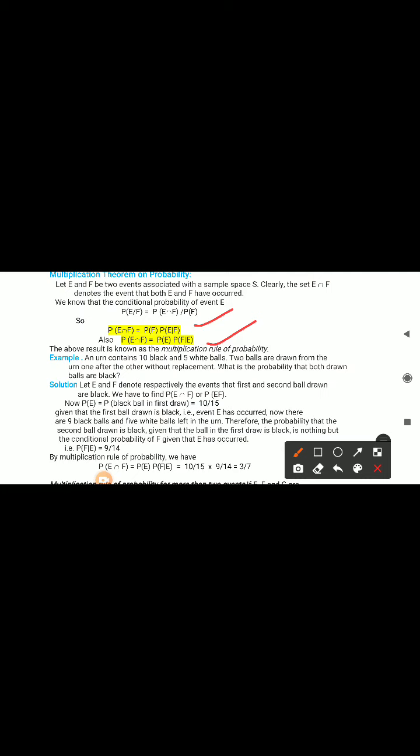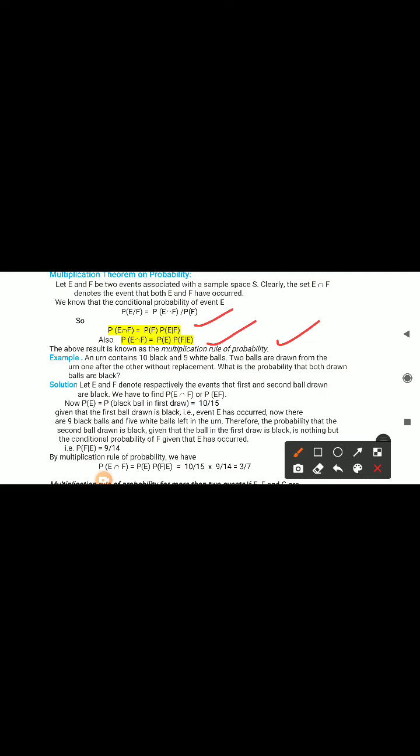This result is called the multiplication rule of probability. It means one event is happening one time and after it another event is happening, so we may say P(E intersection F) is equal to P(E) into P(F oblique E).